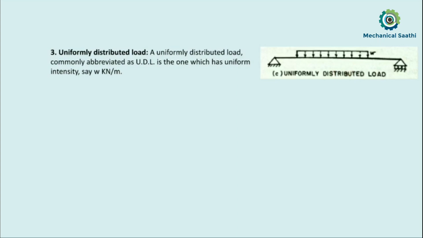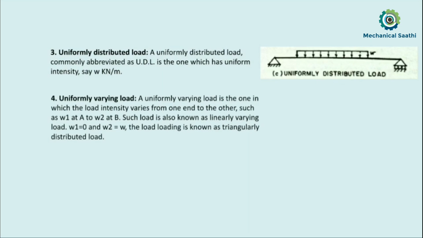Okay, the next type of load is the uniformly varying load, abbreviated as UVL. In this case, the load can vary linearly from a lower value to a higher value or from a higher value to a lower value. If our load is varying in a linear way, we call that type of load a uniformly varying load. Let us read it. A uniformly varying load is one in which the load intensity varies from one end to the other, such as W1 at A. Let me show the diagram.